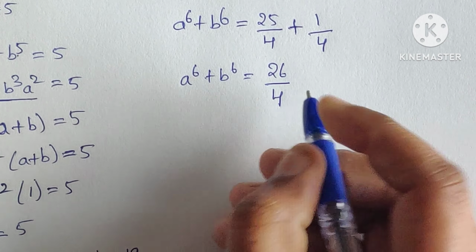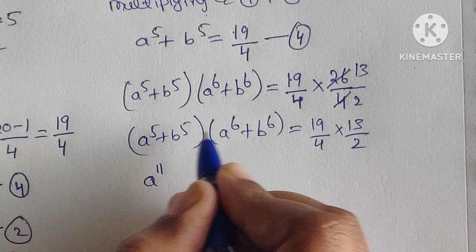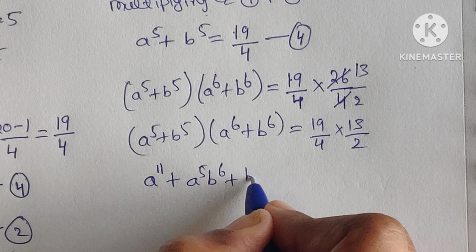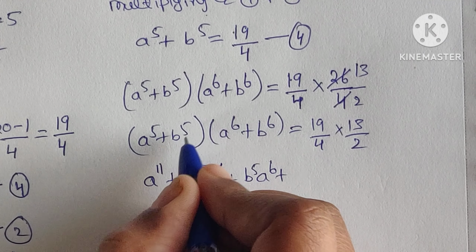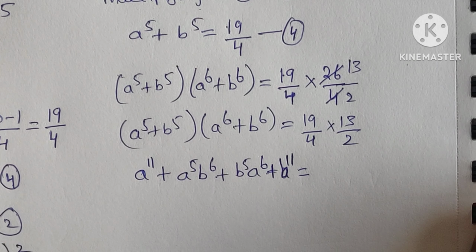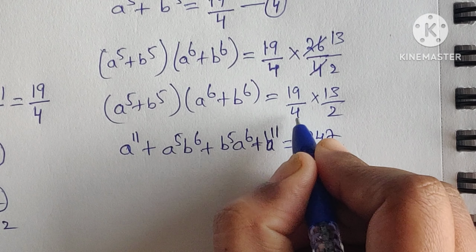So we can divide by 2. So 2 times 13 and 2 times 2, 4. So a to the power of 5 plus b to the power of 5 times a to the power of 6 plus b to the power of 6 equal to 19 divided by 4 times 13 divided by 2. So now multiply these two terms. So a to the power of 5, a to the power of 6, a to the power of 11. So 5 plus 6, 11, plus a to the power of 5, b to the power of 6, b to the power of 5, a to the power of 6, plus b to the power of 5, b to the power of 6, 5 plus 6, a to the power of 11, b to the power of 11 equal, so 19 times 13, which is equal to 47, divided by 4 times 2, which is equal to 8.